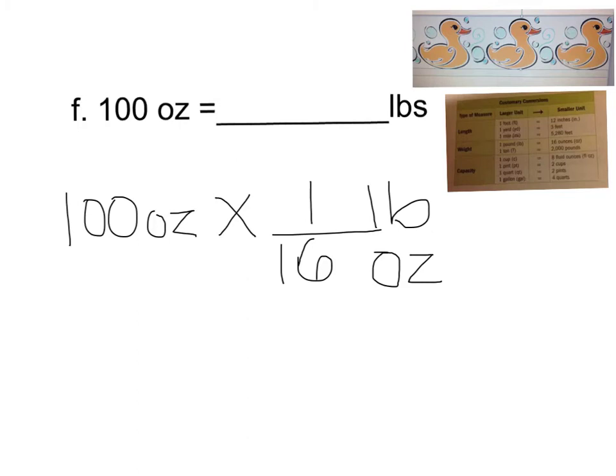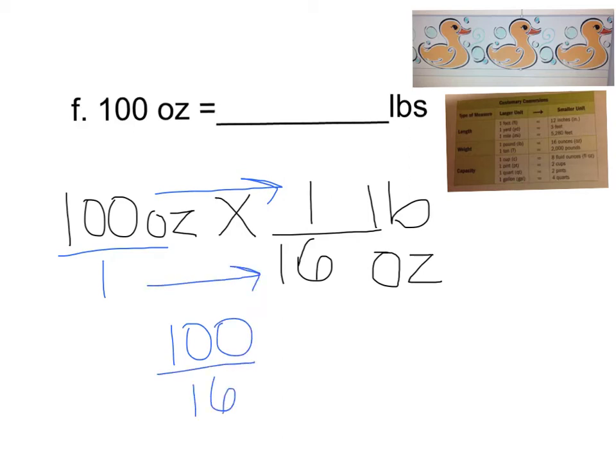Now, once again, we multiply like we would a normal fraction. So we'll multiply across the top and the bottom. First, we need to make 100 a fraction by simply putting it over 1, and we multiply across. 100 times 1 is 100. 1 times 16 is 16. And remember, our ounces cancel, so that means we know we did it right, and we're left with pounds.